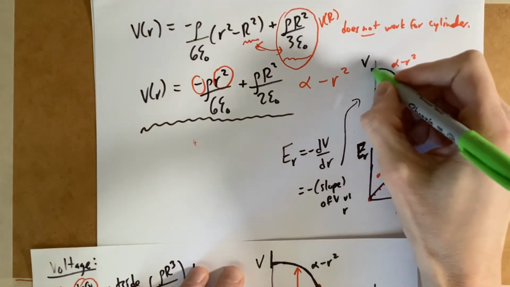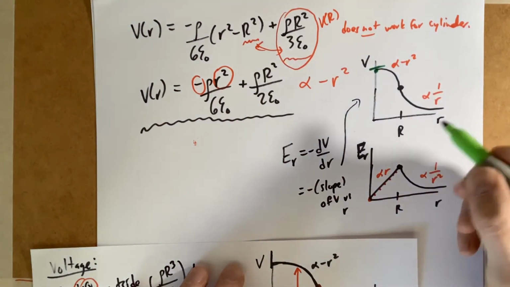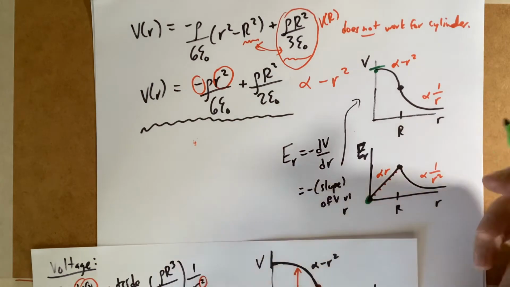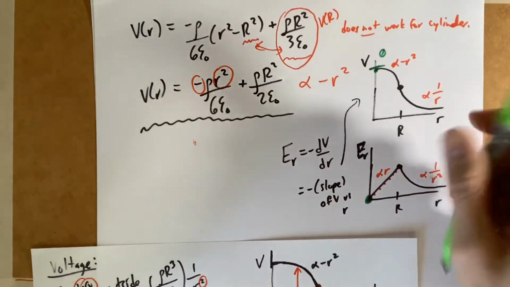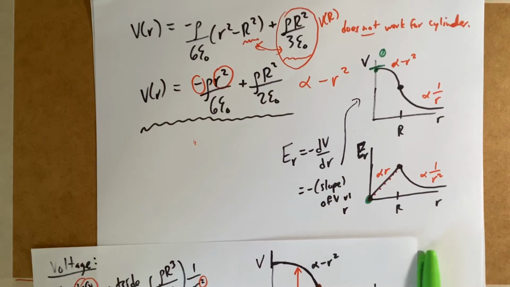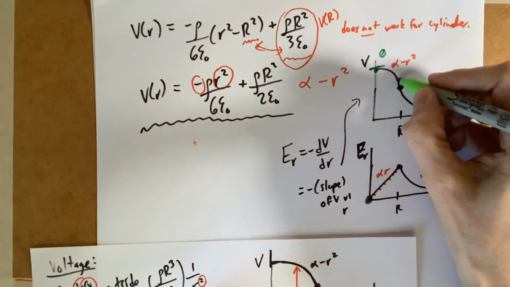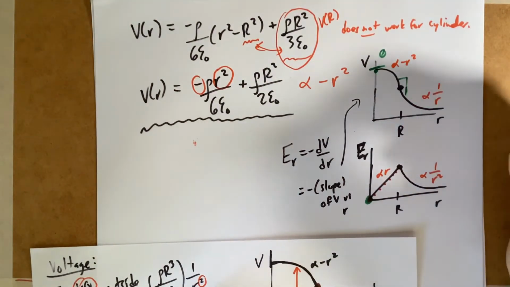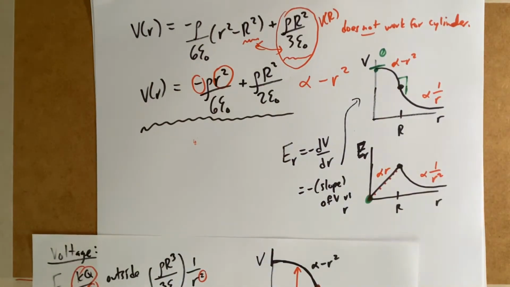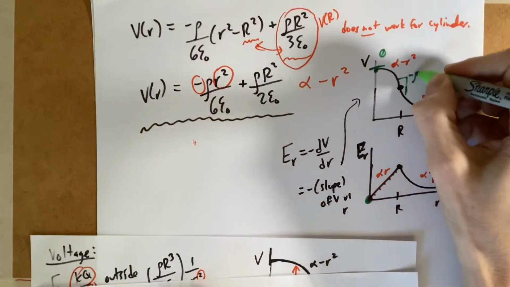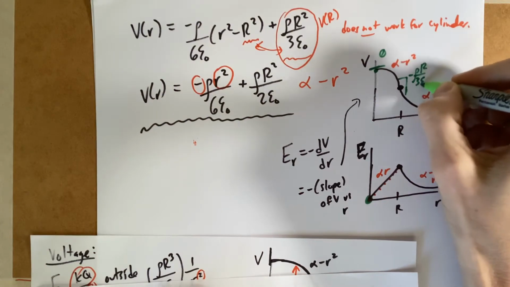What's the value here of the slope? 0. So that's why the electric field is 0. Okay, the slope here is 0. Okay, and then the maximum slope is right here. The maximum slope is, in fact, negative rho big R over 3 epsilon naught.